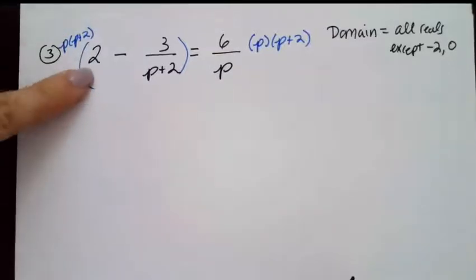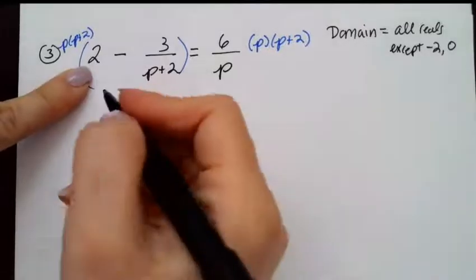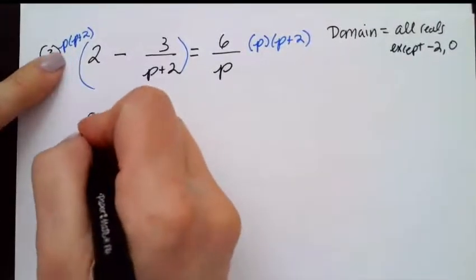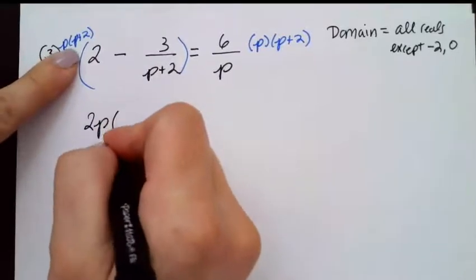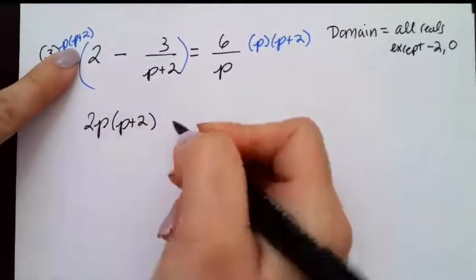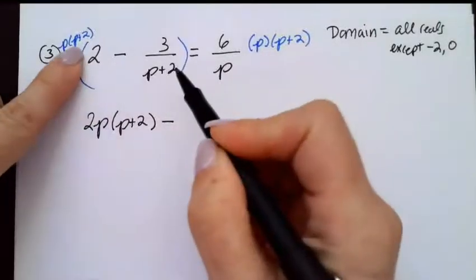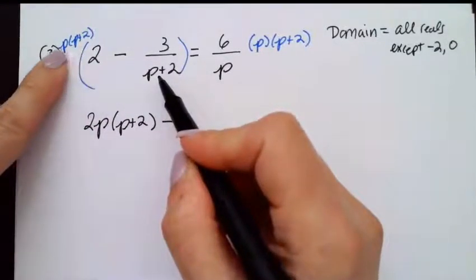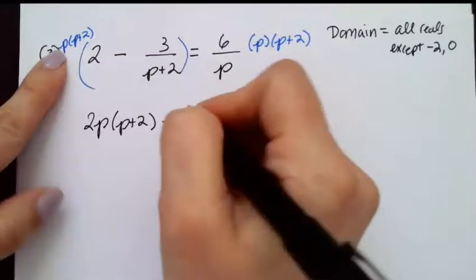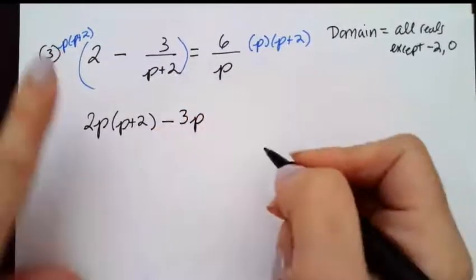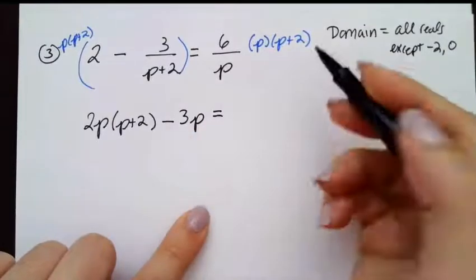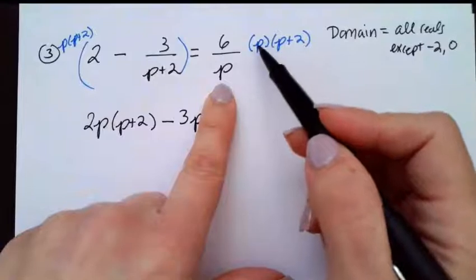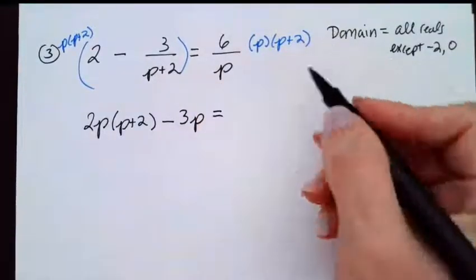So multiplying the first term here, this is just a 2, so nothing's going to cancel. The denominator is 1 anyway. So I have 2 times p, which is 2p, times p plus 2, minus. For this term, the p plus 2's will cancel, and I'll be left with a p times 3, or 3p. On the other side, the denominator of p will cancel with the p here, and I'll have 6 times p plus 2.